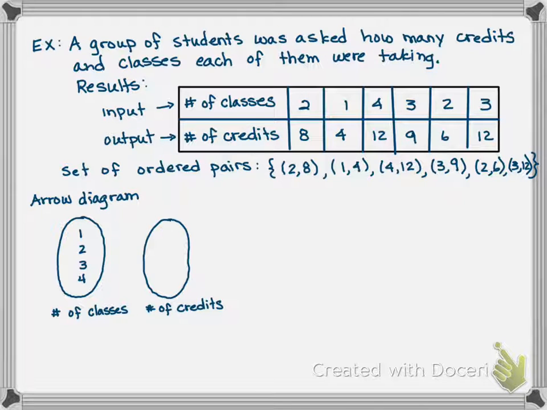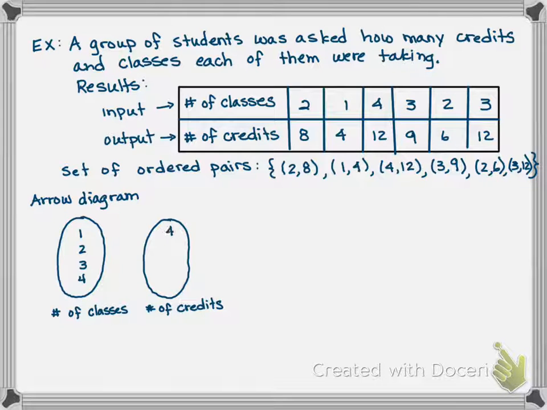Notice that even if an input is used in more than one pair, I'm just listing it once here. The fact that it shows up in more than one pair will be accounted for by our arrows. But the number 1 is just a single value, right? There's not 2 number 1s, there's just one number 1. Same with 2, 3, and 4. The fact that they're used more than once doesn't mean I have to list them more than once in my domain. So everything in the left circle is my domain, and then everything in this right circle is going to be my range.